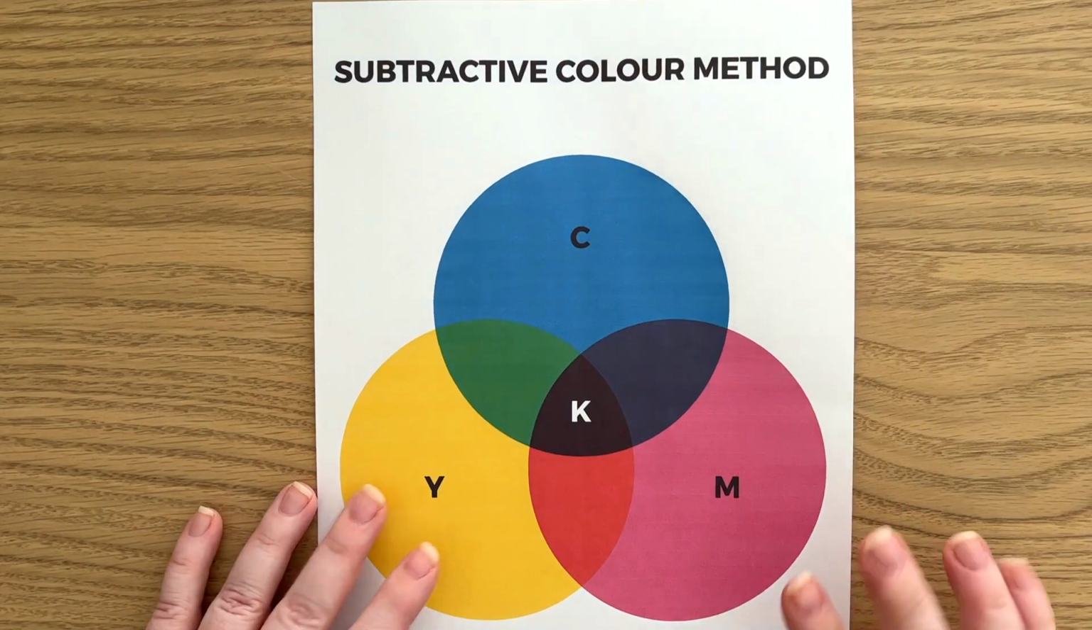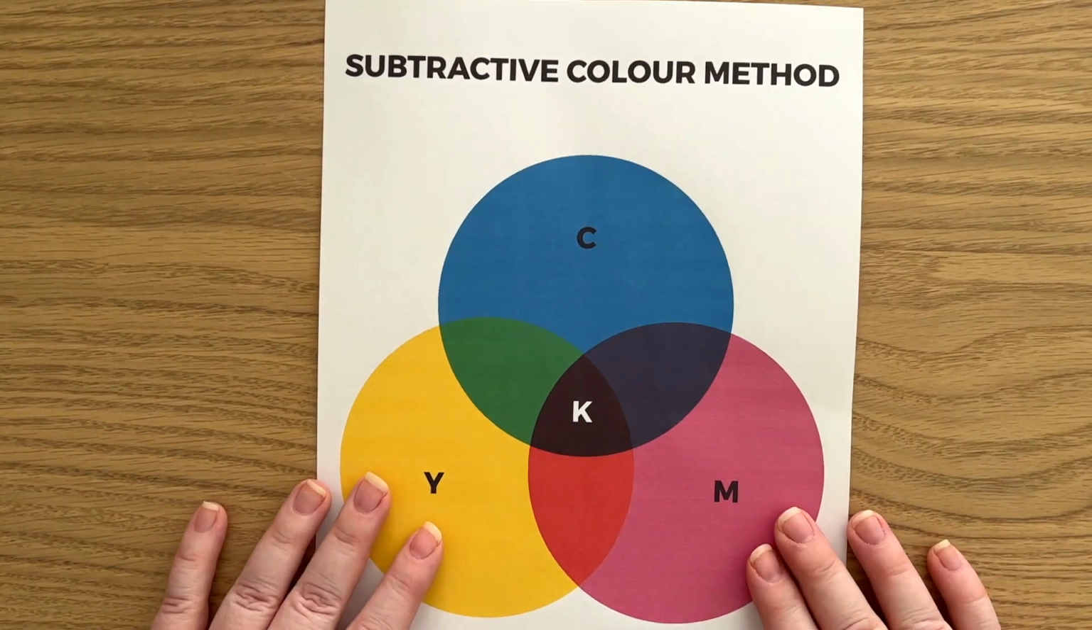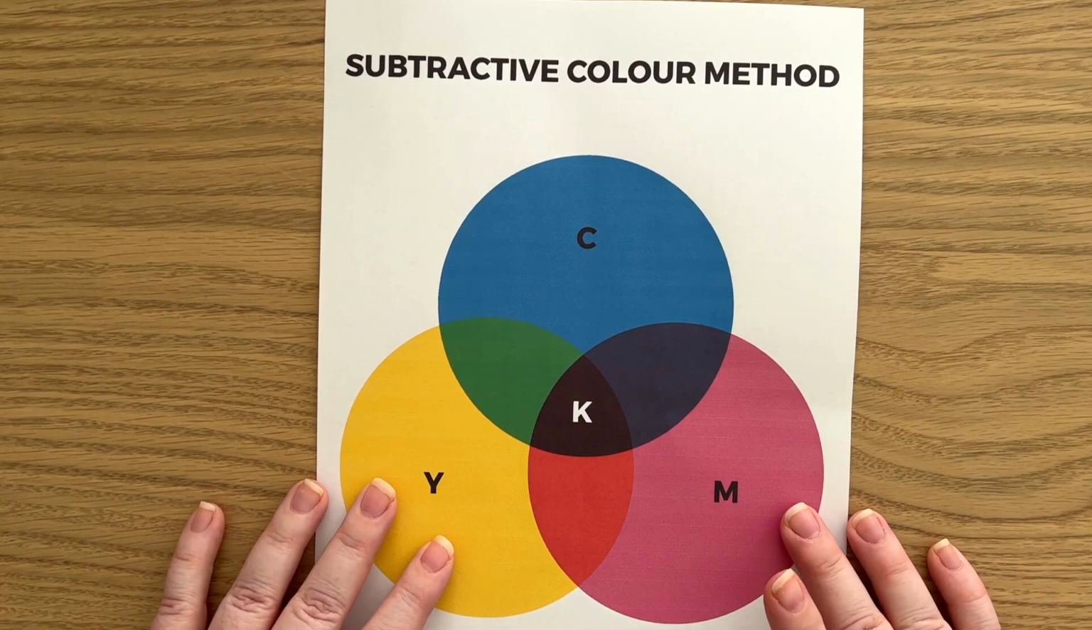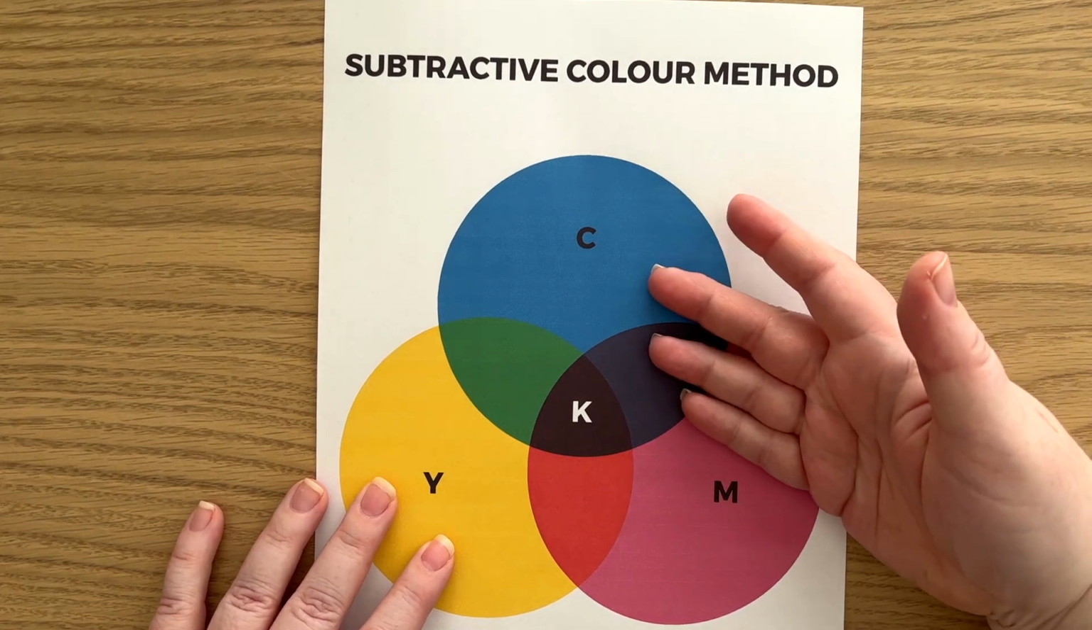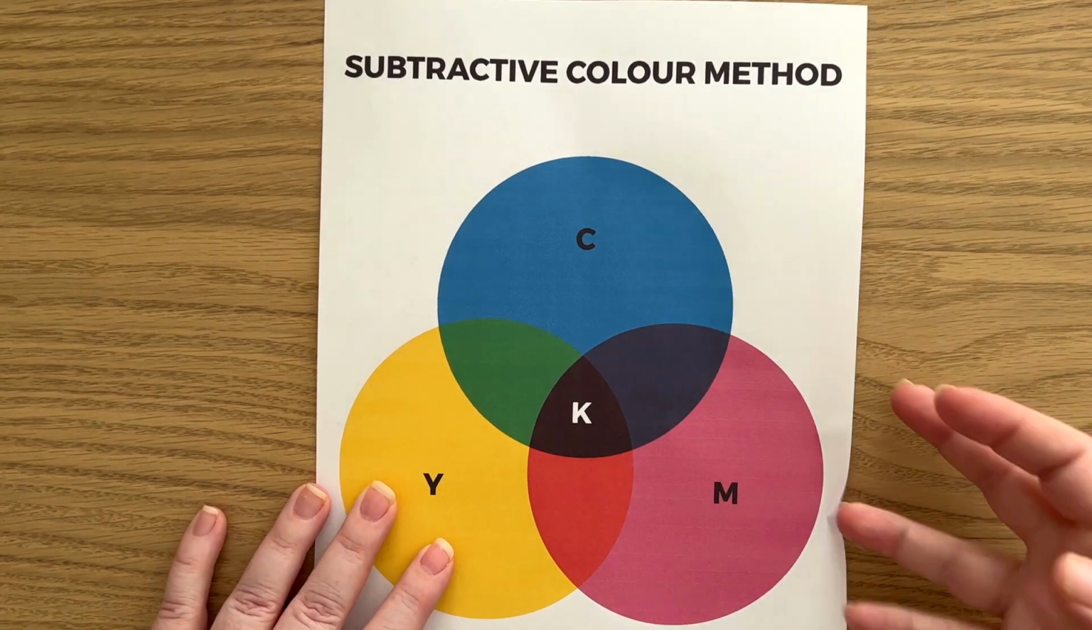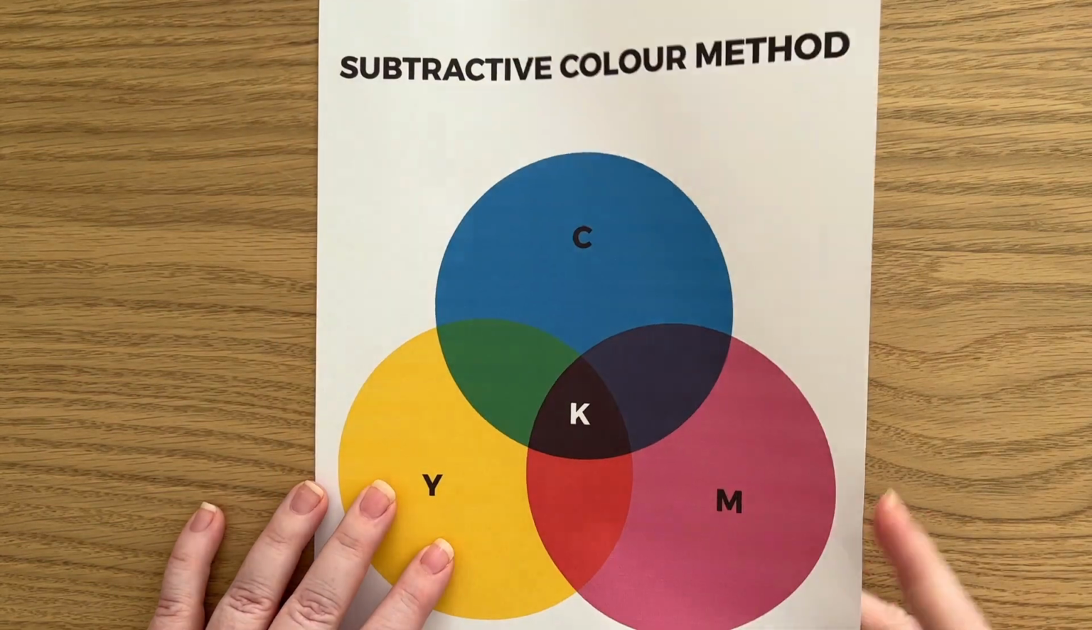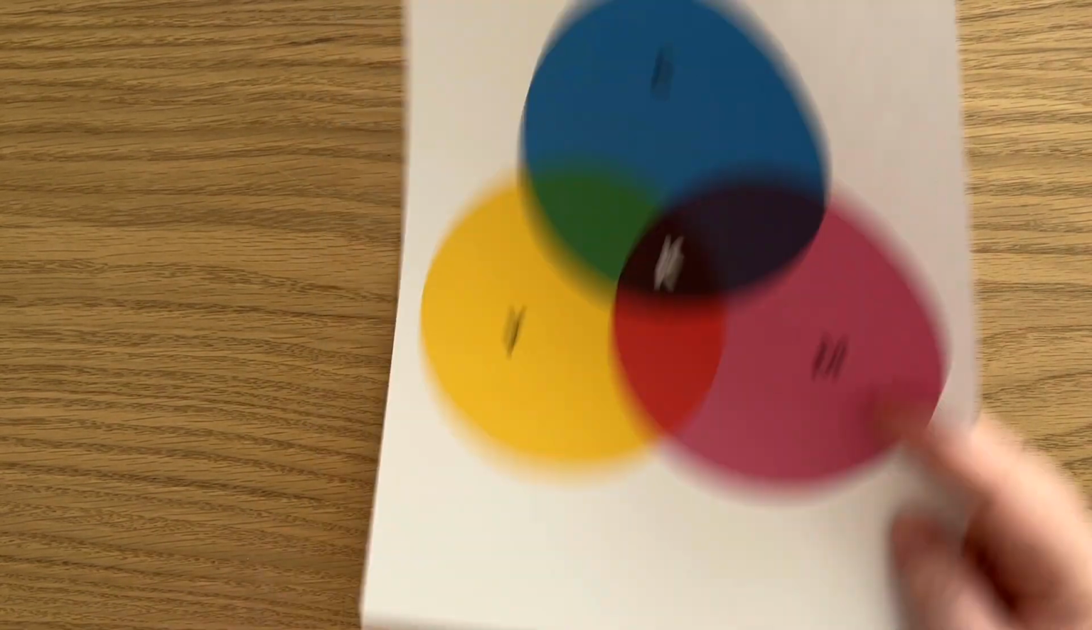As a colorist, you will be using the subtractive colour method the most because you will be adding colour to the page and subtracting light from the page. Sounds a bit confusing, but basically this is the model that we use the most.